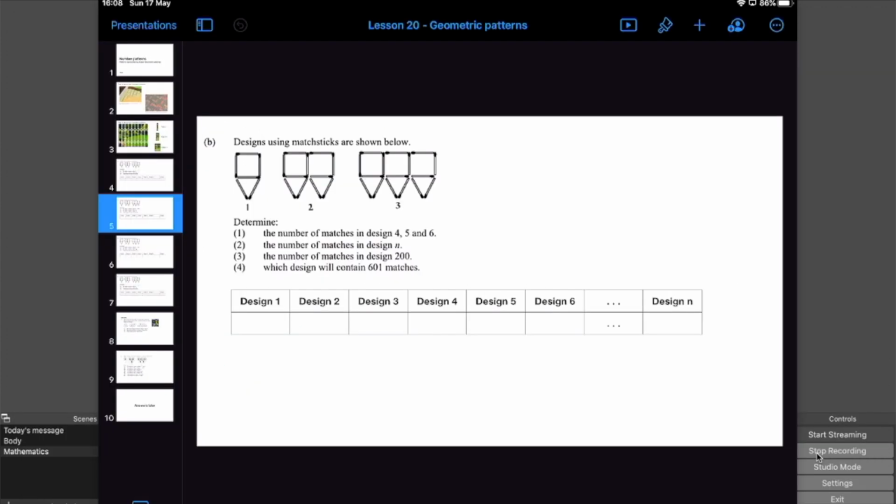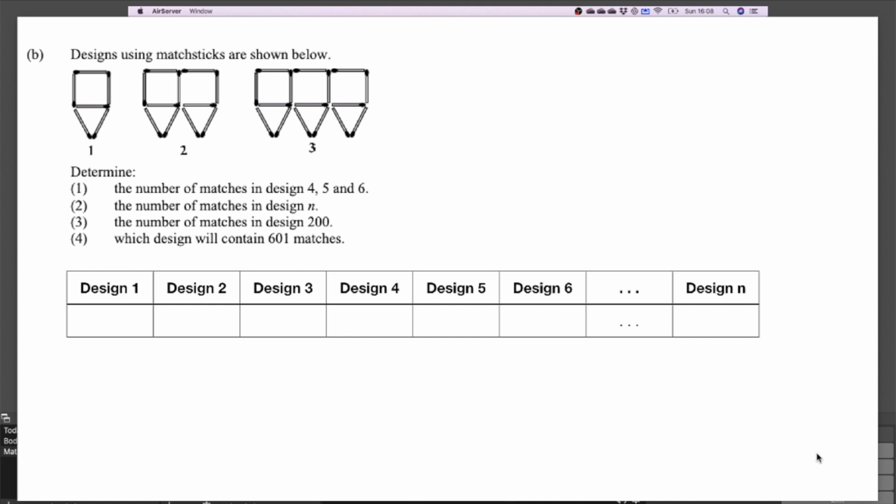Question 2 is asking for the number of matches in design n. That is the same thing as finding Tn. So we need to know Tn. The design numbers can actually be used as the positions. So this is position 1, and this is position 2, that is position 3, that's position 4, and so on, and that is position n. We know that in position 1, we have a total of 6 matches. In number 2, we have a total of 11. In number 3, we said we have a total of 16. Those 3 will be enough to give us the answer.